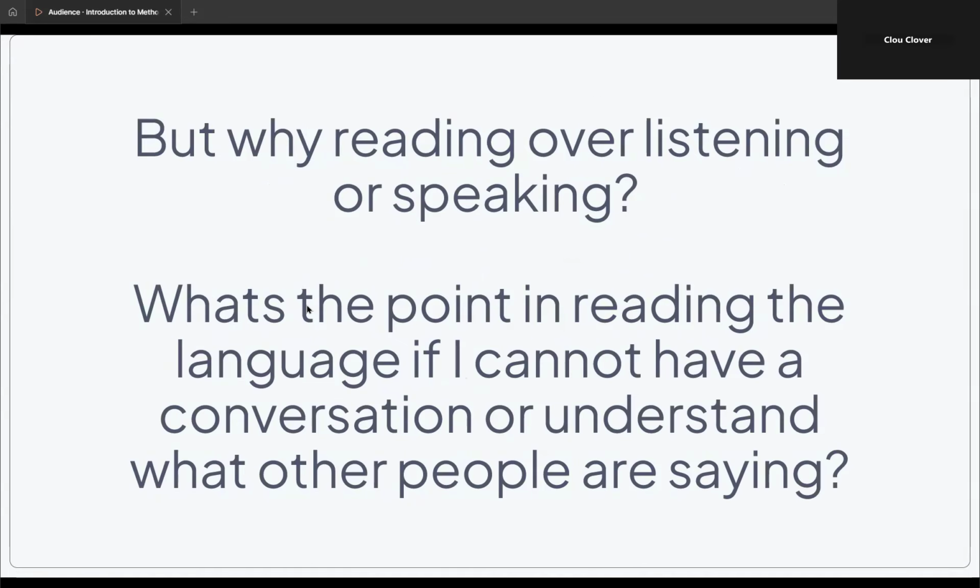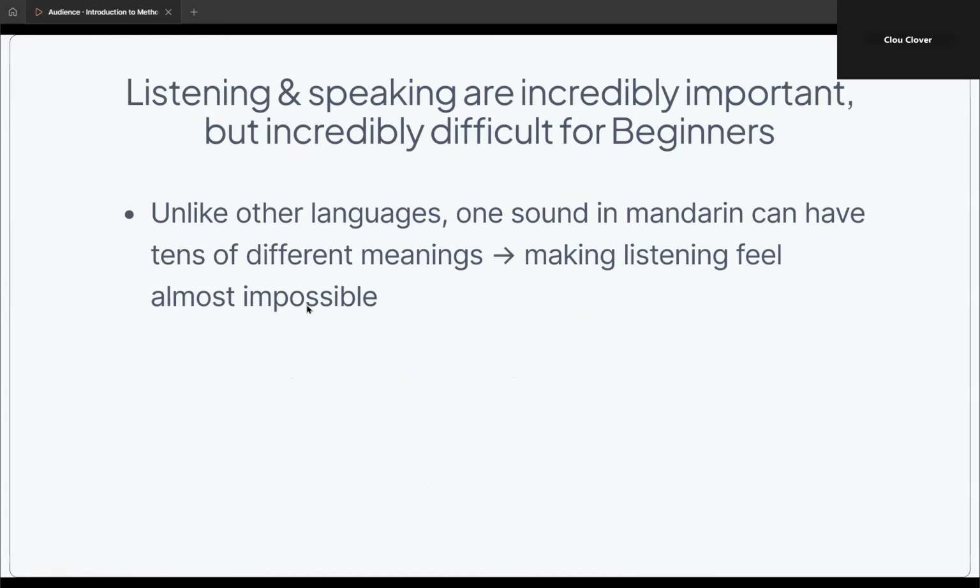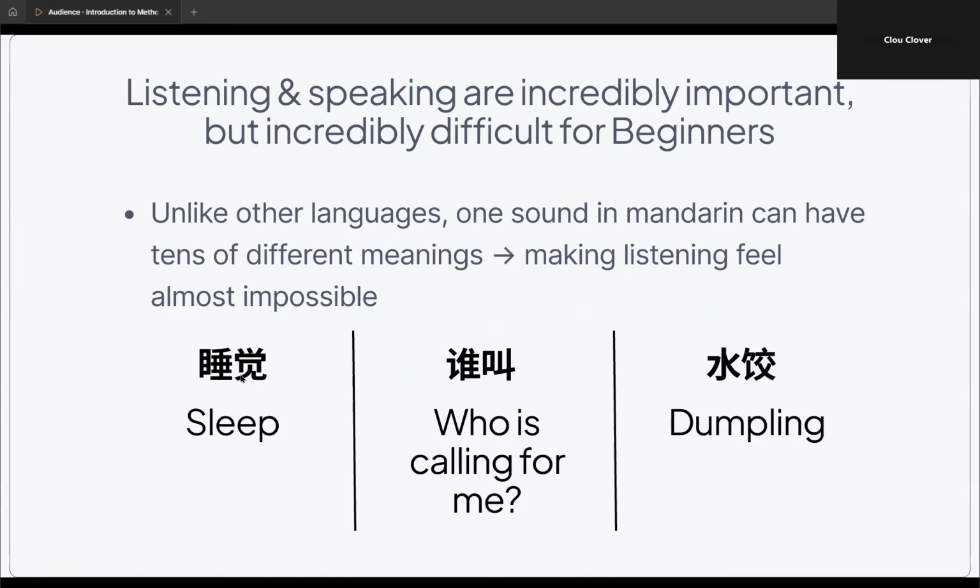Next, why reading over listening or speaking? What's the point in reading the language if I cannot have a conversation or understand what other people are saying? So I would argue listening and speaking are incredibly important, but incredibly difficult for beginners. Unlike other languages, one sound in Mandarin can have tens of different meanings, making listening feel almost impossible. For example, shuìjiào, shuí jiào, and shuǐjiǎo all mean drastically different things. One means sleep, one means who is calling for me, and one means dumpling.